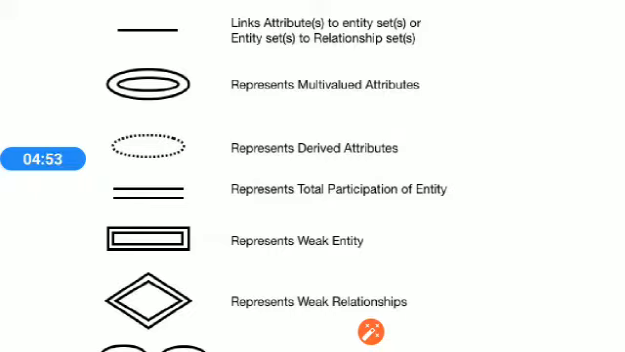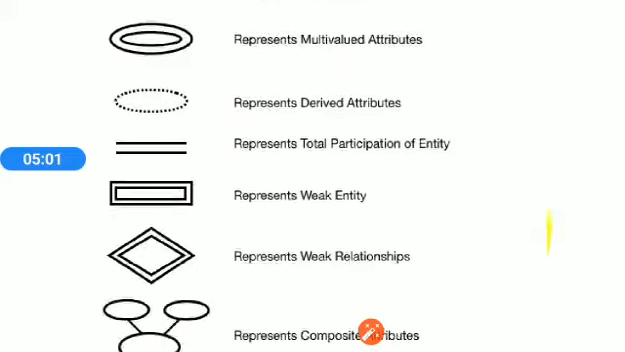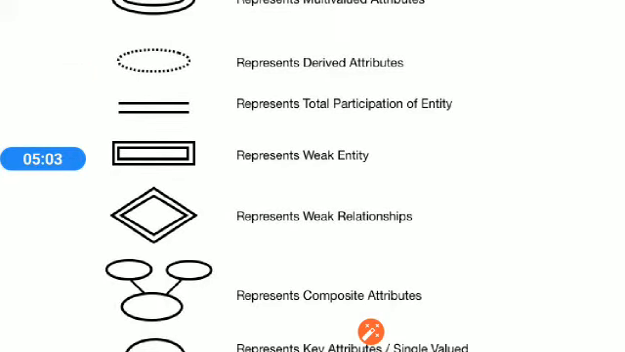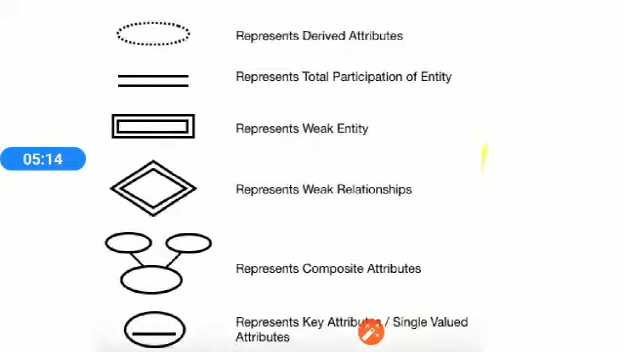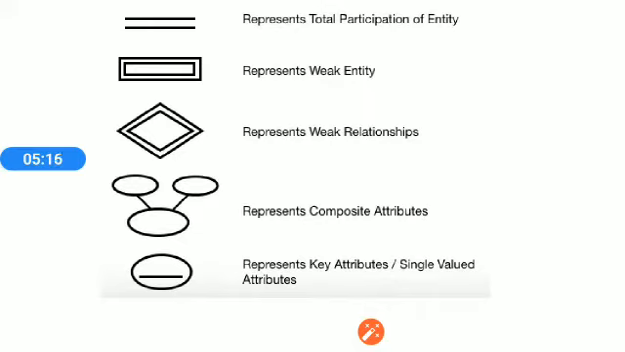A double line represents the total participation of the entity. A double rectangle represents the weak entity. A weak entity is nothing but an entity which requires another entity to represent it. A double diamond represents the weak relationship. The next figure indicates the composite attribute. A composite attribute is the combination of two attributes. That means the attribute itself has some other attributes.